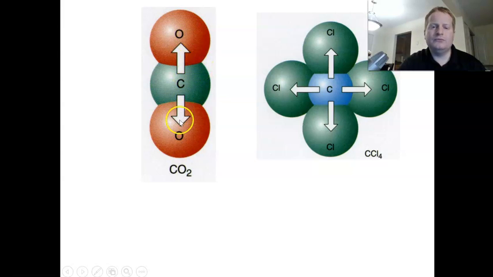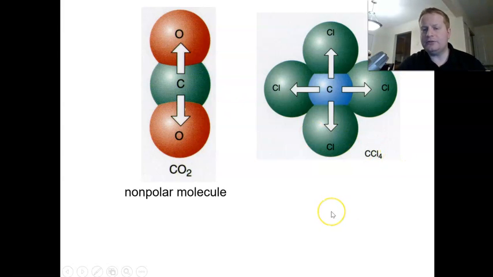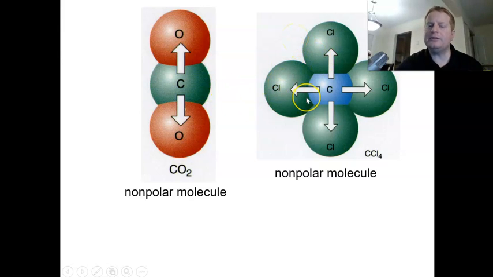CO2 directly cancel out, right? It's linear, symmetrical, so nonpolar molecule. Carbon tetrachloride. This would be a tetrahedral technically, right? We've got 4 atoms bonded to the central atom. Also nonpolar. Even though each of these bonds are polar, in both of these molecules, every single bond is actually a polar bond. Entirely different from the fact that because of the molecule symmetry, the overall molecule is actually nonpolar because of it.